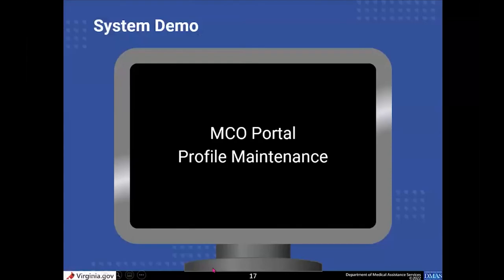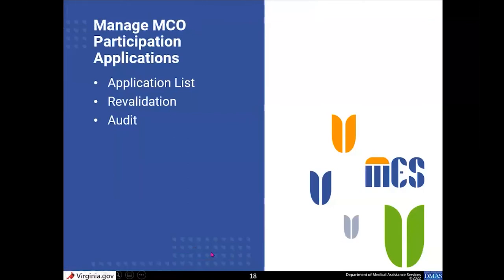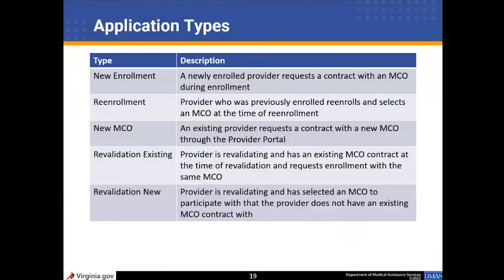Next, we're going to talk about how to manage MCO participation applications. So we will go through the application list, revalidation, and audit. Providers can submit applications two ways. They can submit applications during the enrollment or revalidation process in the PE Wizard and during maintenance in the provider portal. The MCO applications are not displayed in the MCO portal until after the provider is approved or revalidated with the Virginia Medicaid program. So let's look at the application types.